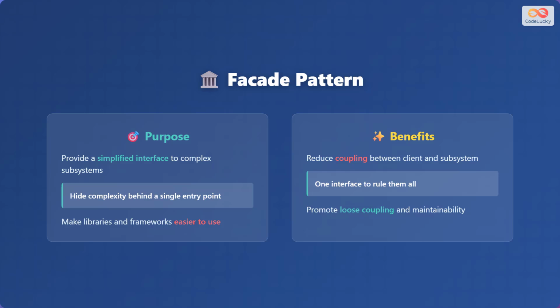The benefits of using the facade pattern are significant. It reduces coupling between clients and the underlying subsystem, promotes loose coupling throughout your application, and greatly improves maintainability by centralizing the interaction logic. The pattern follows the principle of providing one interface to rule them all, simplifying the client's interaction with complex systems.